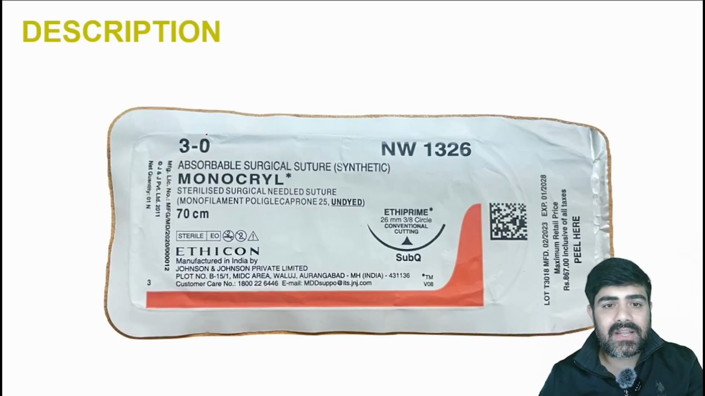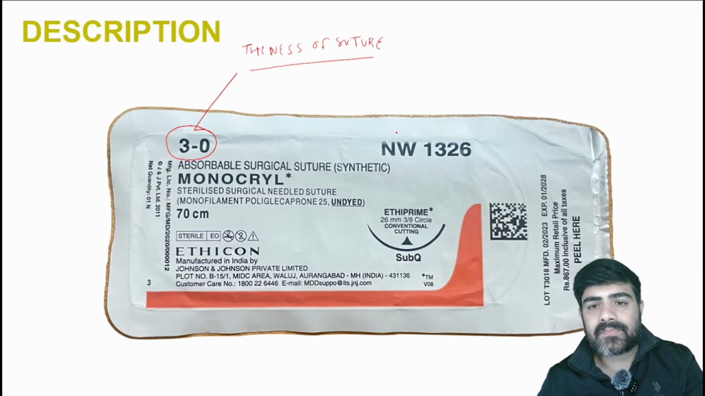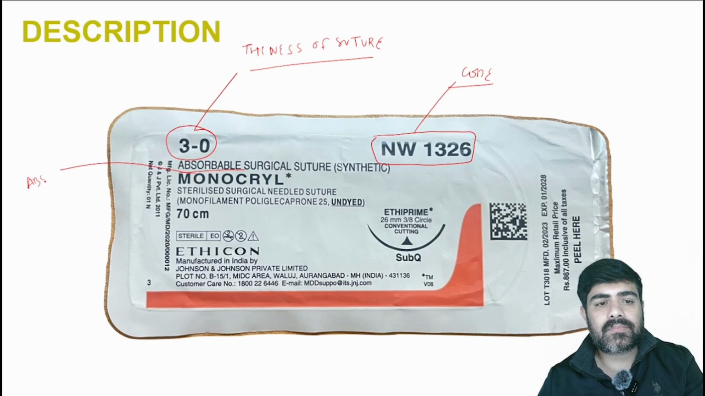Okay, so starting with this 3-0, this is about the thickness of the suture. This is the code, fine, and it is different for different types of sutures. Then this thing is about the suture being absorbable, fine, this is an absorbable suture.